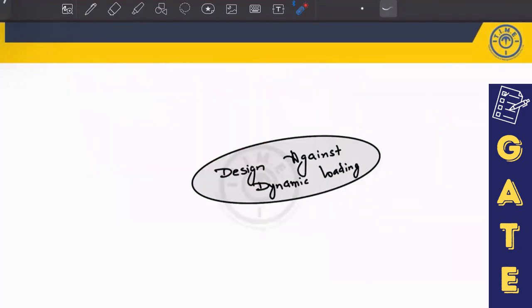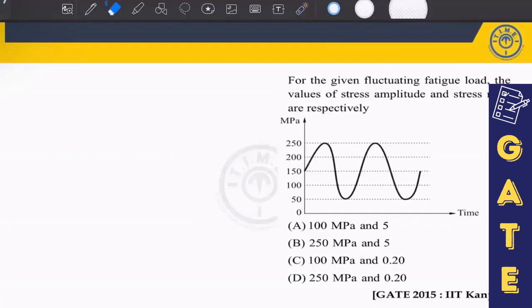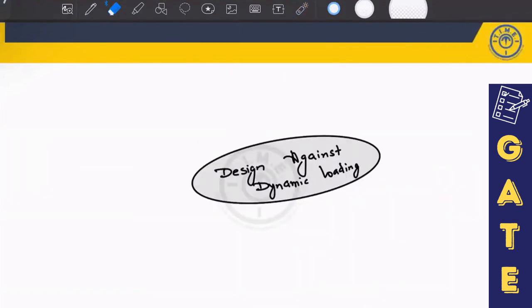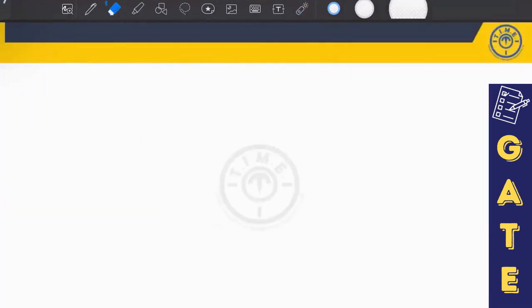Okay, so now let's move to the design against dynamic loading. So we have solved the question based on static loading. That means you have calculated the factor of safety, in which the load is not varying in magnitude and direction. Okay, so that is the static loading. Now for dynamic loading, what type of question are they framing? The first one will be some important parameters. So let me quickly summarize for you, and then we will move toward the question part.